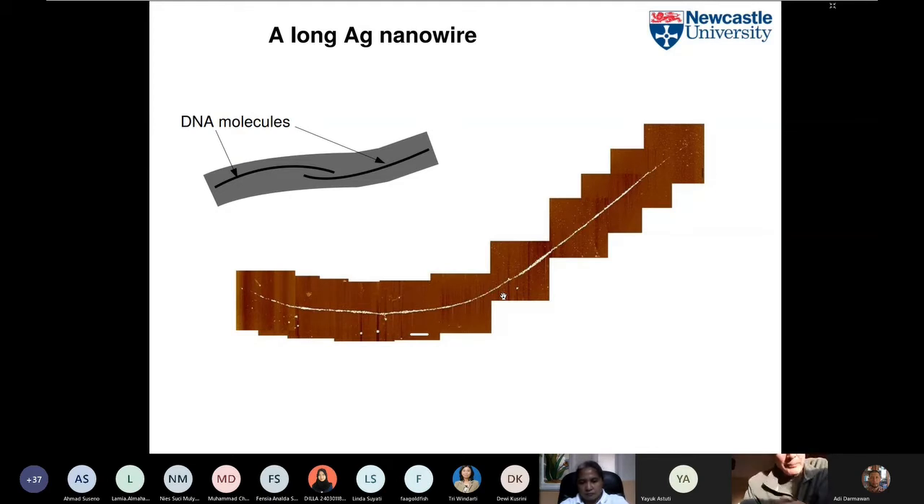Okay, so we know that our source of DNA has very precise length. It's exactly 48,502 base pairs long, but we don't always get nanowires that are exactly that long. This is just a curious example that one of my students found some years ago. This is a silver nanowire, and each of the squares that you can see is a single atomic force microscope image. And this was the maximum dimension of our scanner, about 15 micrometers on a side.